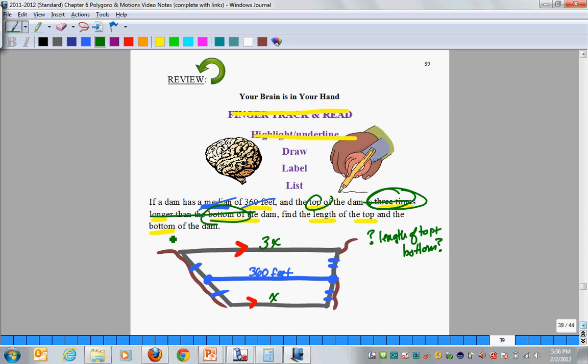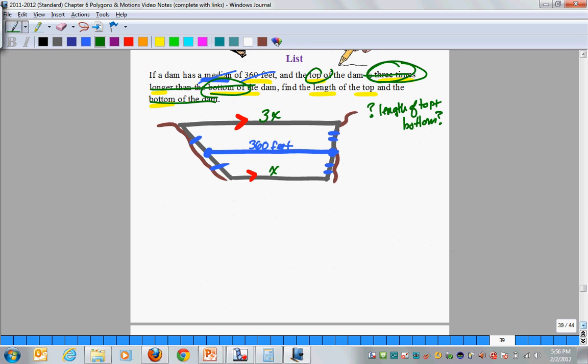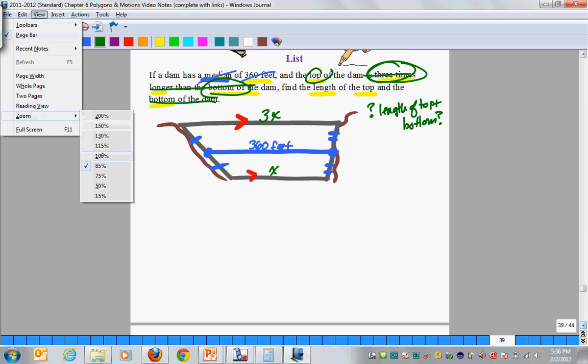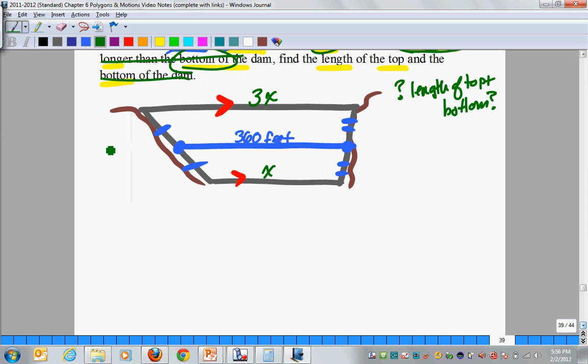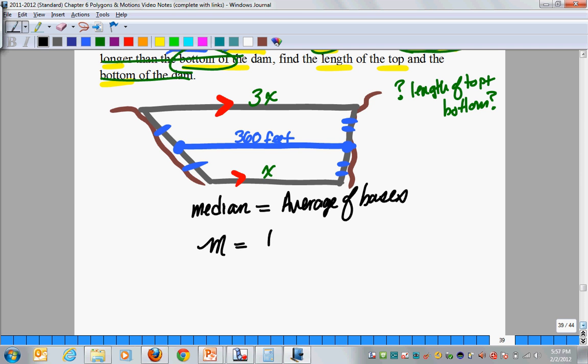Okay. So now we ask ourselves not what should we do to actually answer the question, but what can we find? What do we know about trapezoids? We learned that trapezoids have bases, which are top and bottom, and they're parallel. We also learned this simple equation: a median equals the average of the bases. Another way to express this is a median equals base plus base over 2.